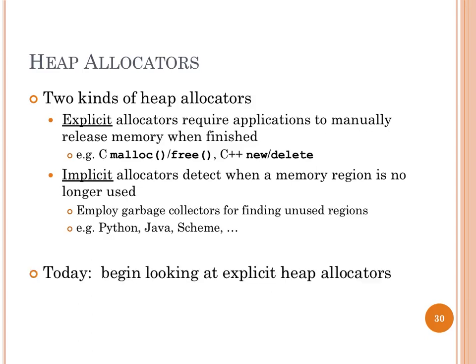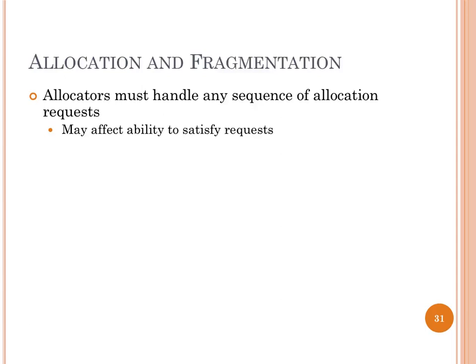So we're going to start looking at explicit allocators today. What we're going to do in week 3 is implement an explicit allocator, and then week 4 you'll get to implement an implicit allocator. It's like my favorite lab of all time. So you should have a lot of fun with that. It's actually really cool. Okay, first thing.